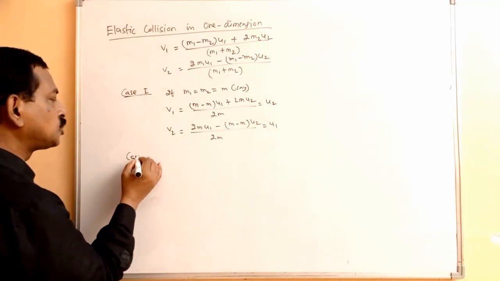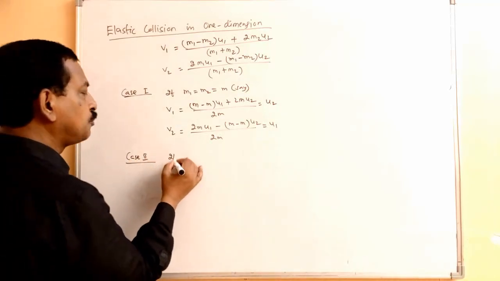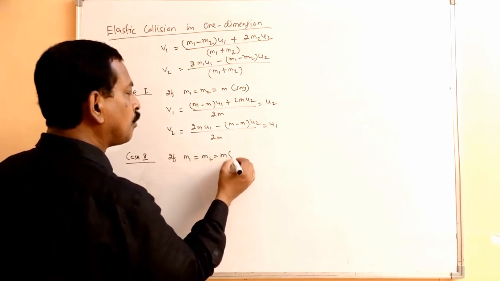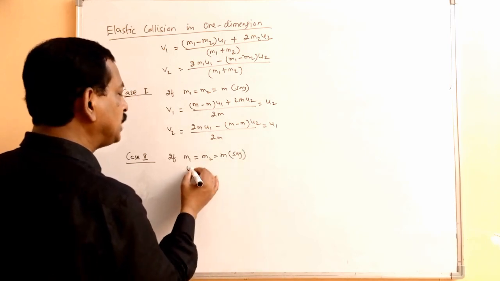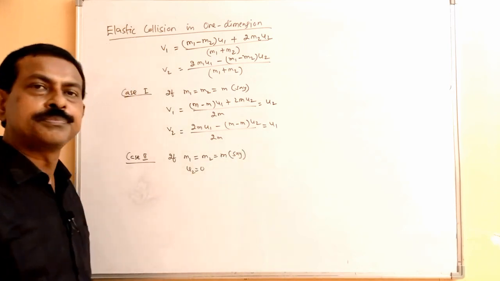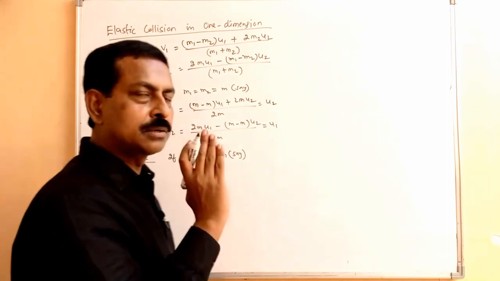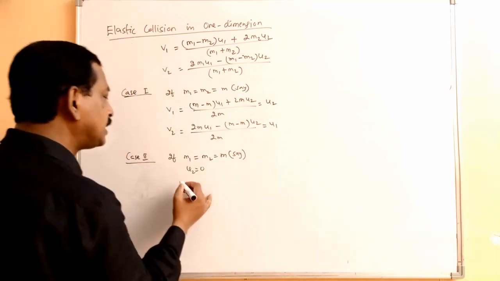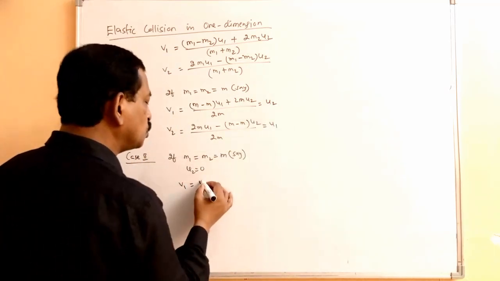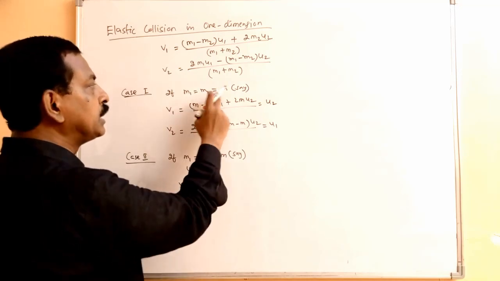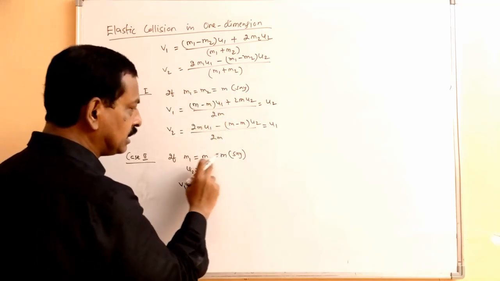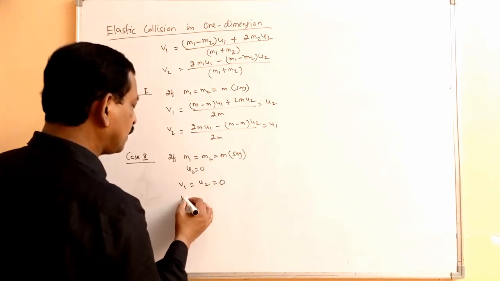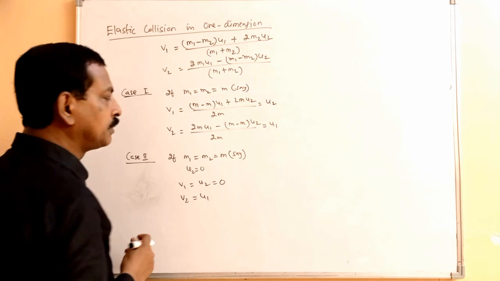Let's take case 2. If we take m1 equals m2 and u2 equals 0, that means the two bodies have the same mass and the second body is at rest. So what will you get here? V1 will be u2, because we have already taken m1 and m2 equal in the previous case. Again it is the same condition, only u2 we have taken as 0. So v1 will be 0 and v2 will be u1.